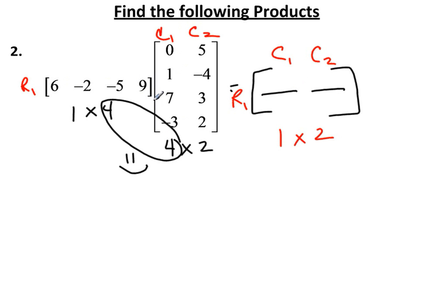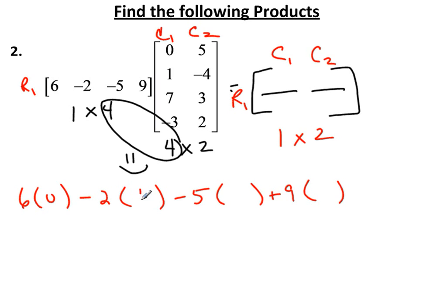If it helps you, sometimes I like to just take the row, 6 times something, minus 2 times something, negative 5 times something, and a positive 9 times something. What goes in here are the values in column 1. 0, 1, 7, negative 3. Sometimes that might be easier to help you make sure you multiply the correct ones. The first times the first, second times the second.